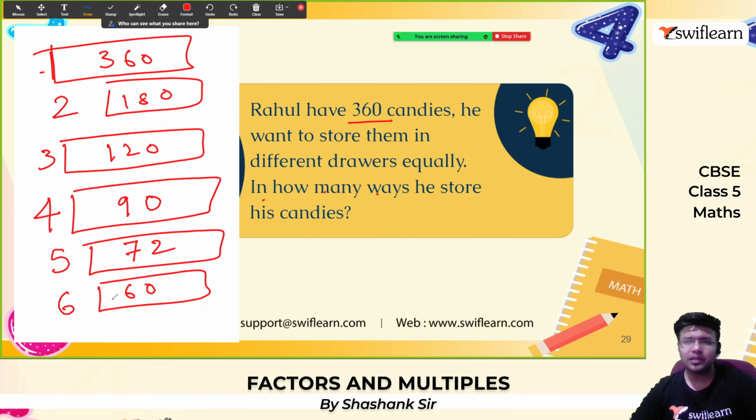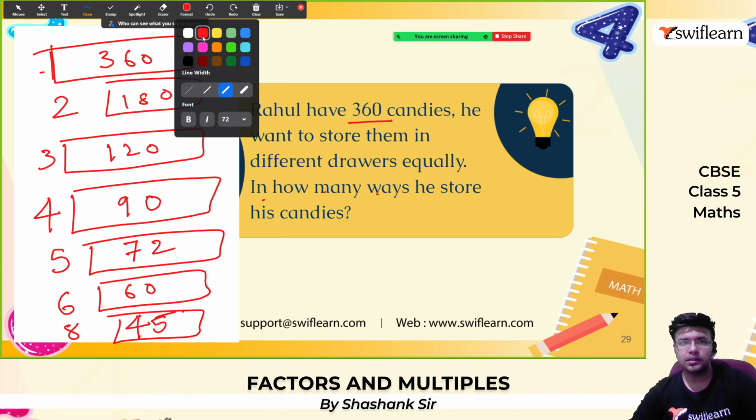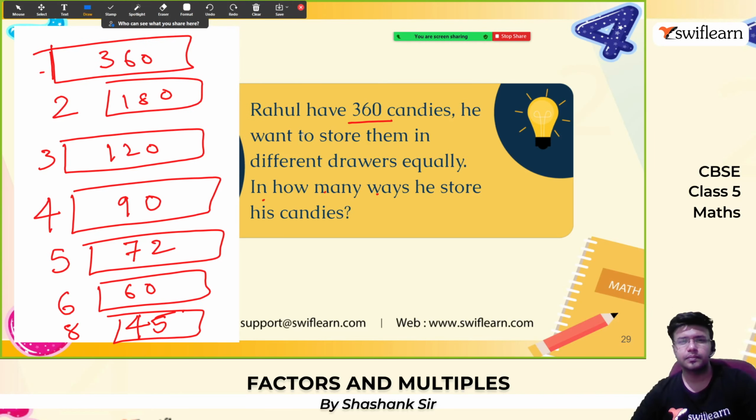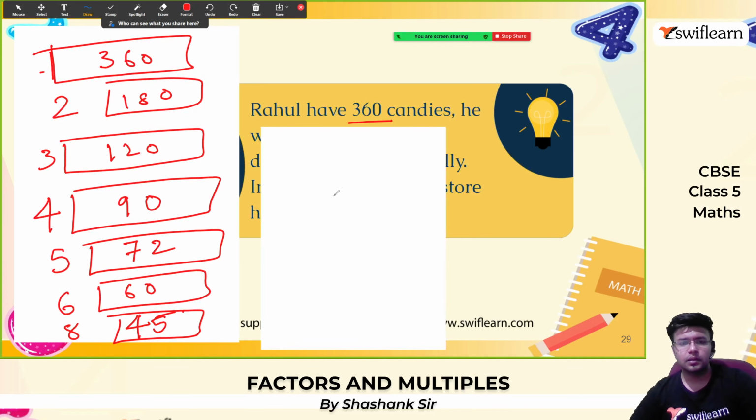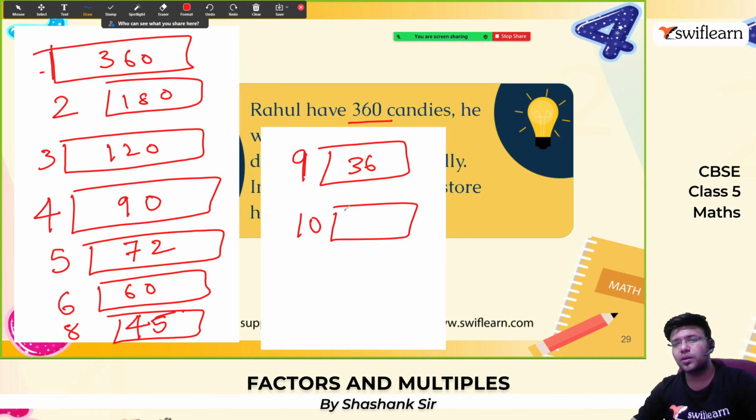Okay. Can we divide by 7? No. Can we divide by 8? 8 fours are 32. So yes. In 8 drawers, you can store 8 fours are 32. 8 fives are 40. Yes. And next, 10. So with 9 also. So he can store 40, 40, 40 like this in 9 drawers, and 36, 36, 36 in 10 drawers.